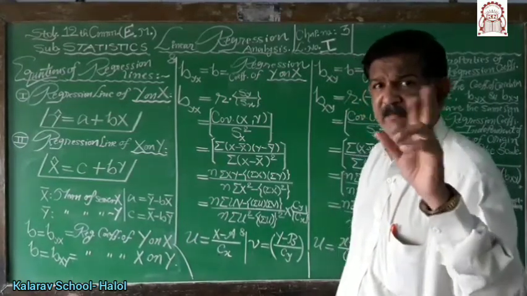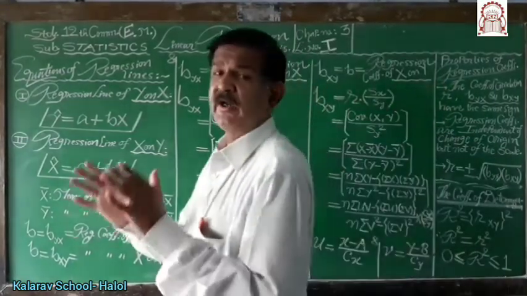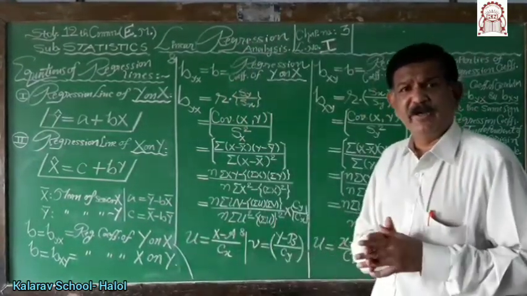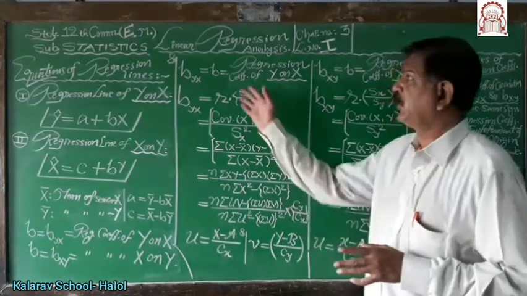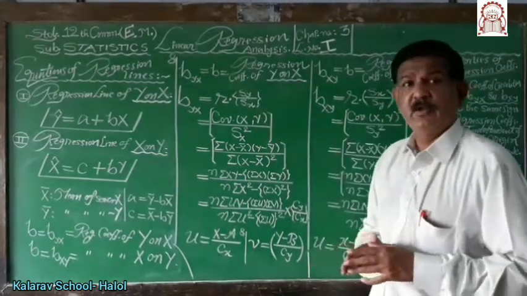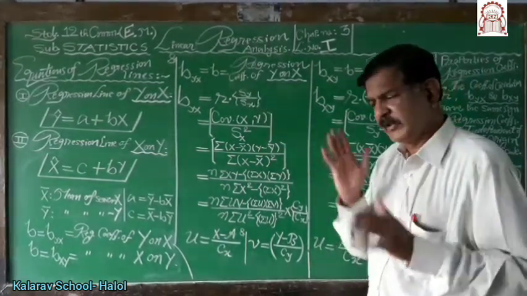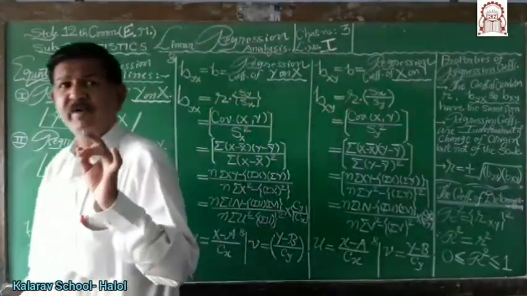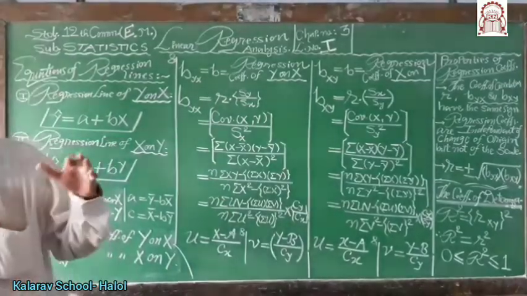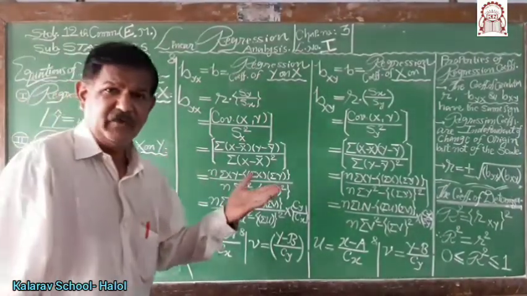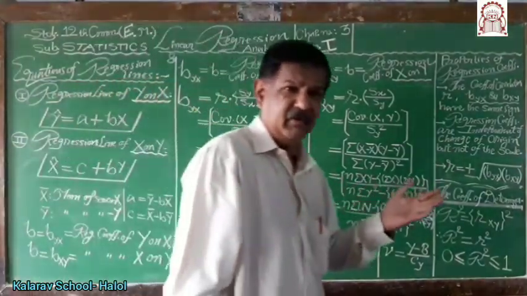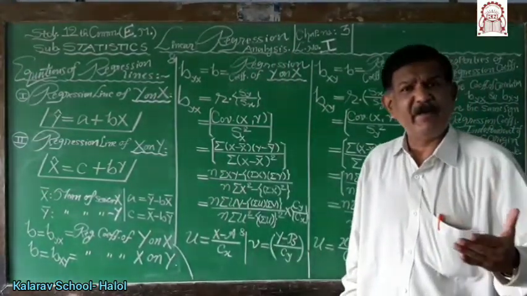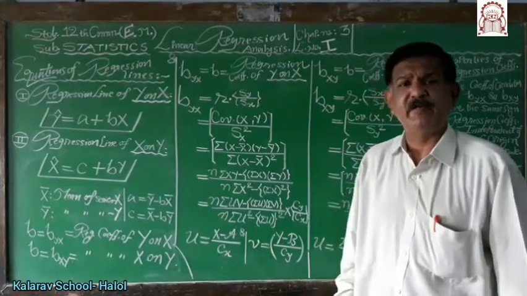Chapter number 2 and chapter number 3 are both connected, correlated chapters. The second chapter is linear correlation and the third one is linear regression. What is correlation and what is regression? Correlation means association between two or more variables, and regression means estimation of an unknown variable with the help of a known variable. One is the dependent variable, another is the independent variable.